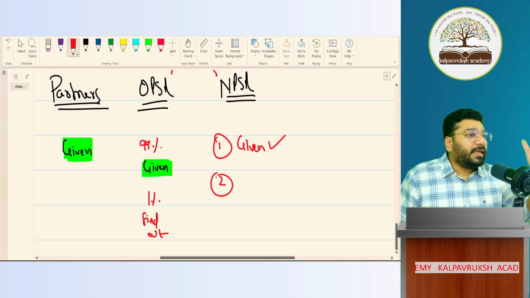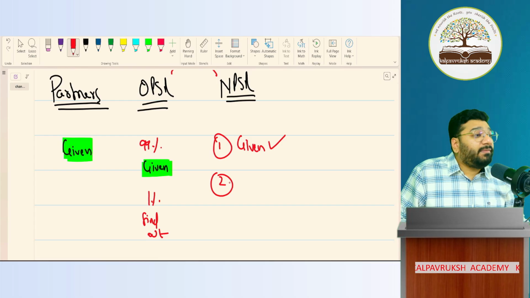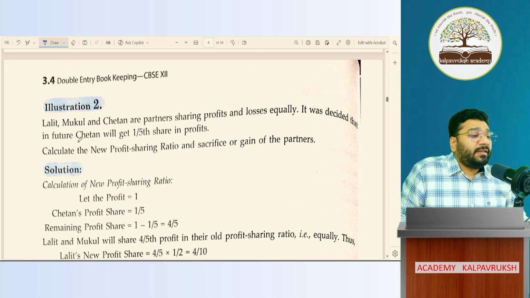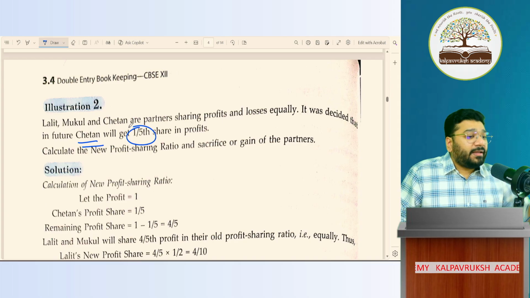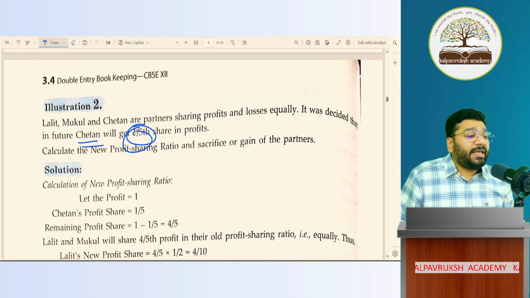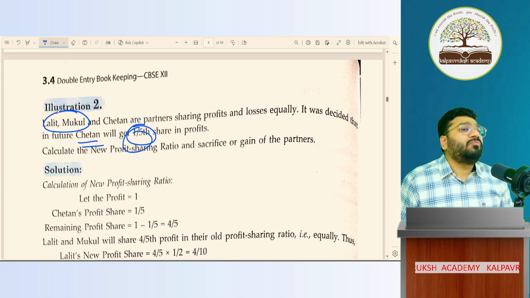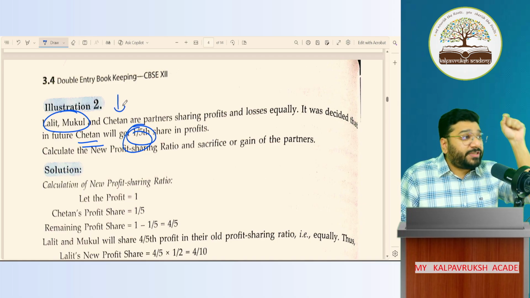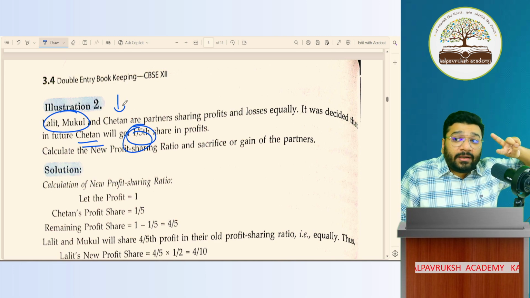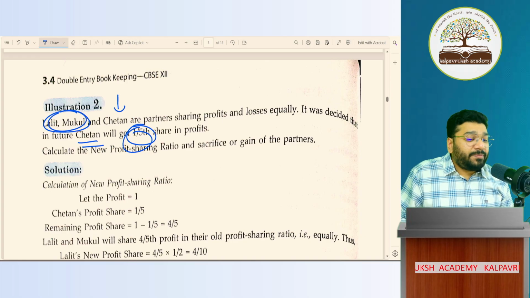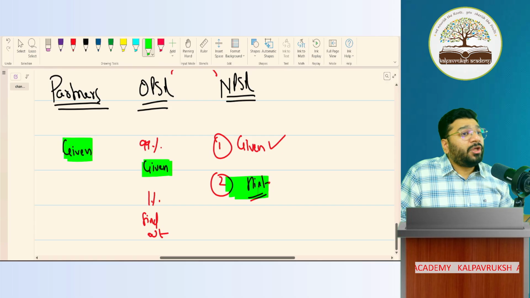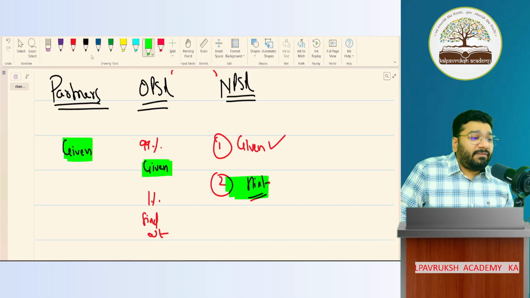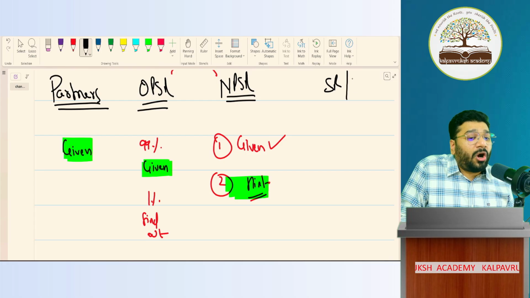Second, what will they do? They will not give you NPSR directly. Rather, a hint will be given, which is your question number 2. In question number 2, they gave Chetan's new profit sharing ratio. Using that as a base, you calculated the new profit sharing ratio of the remaining two partners, Lalit and Mukul. So using the hint from the question, you figured out the new profit sharing ratio of all the other partners. Got it, not got it? Only if these two are available will you be in a position to calculate the sacrificing ratio or gaining ratio.